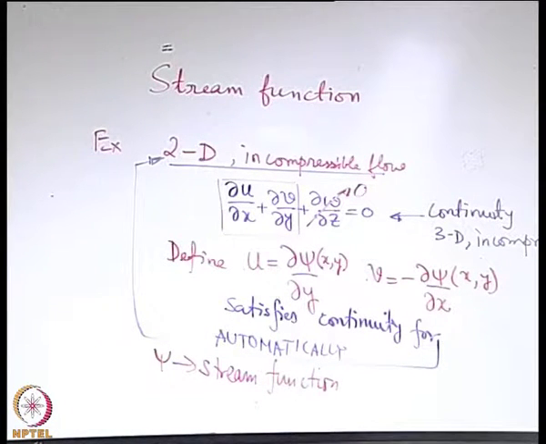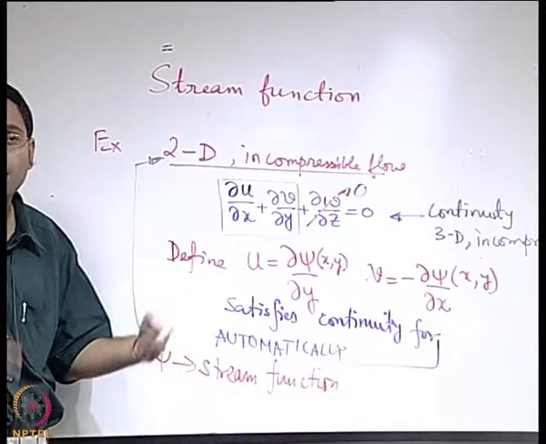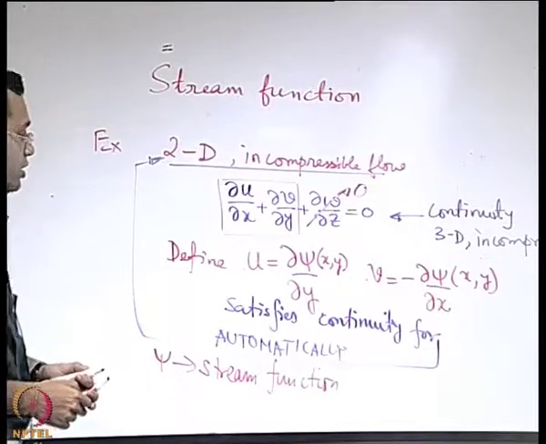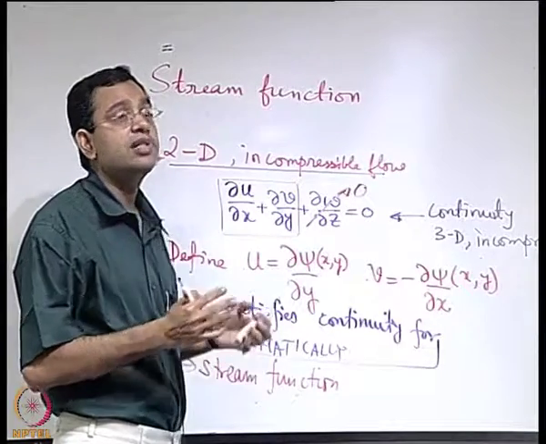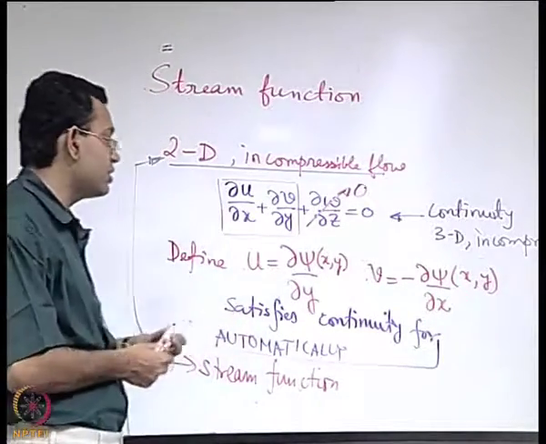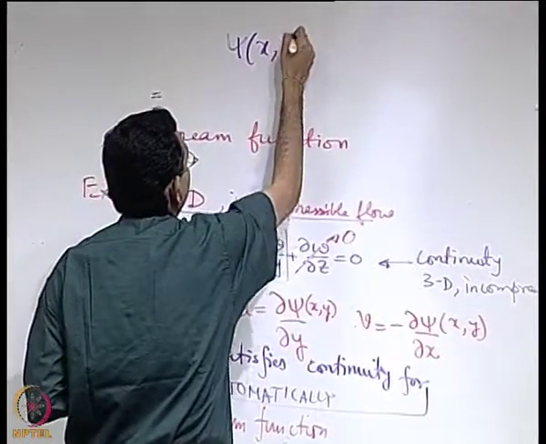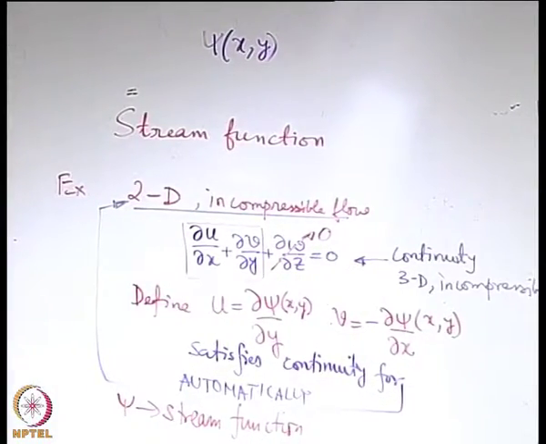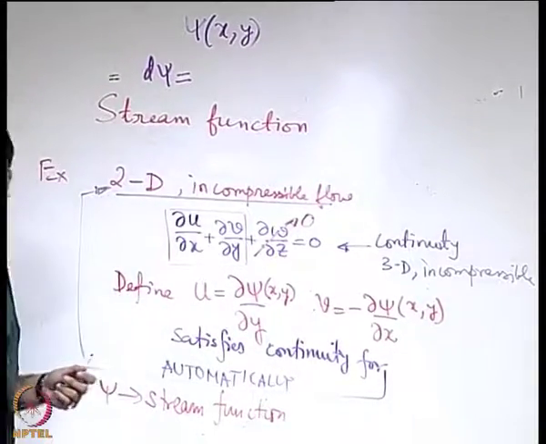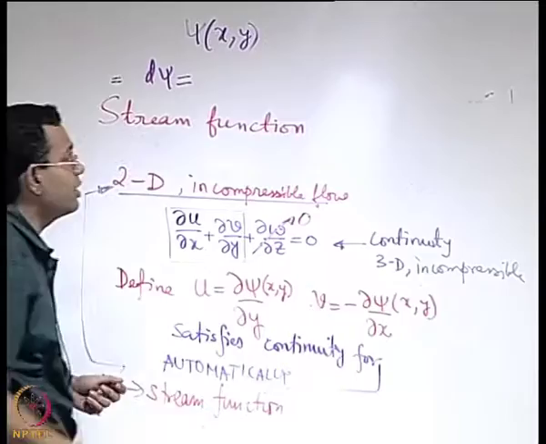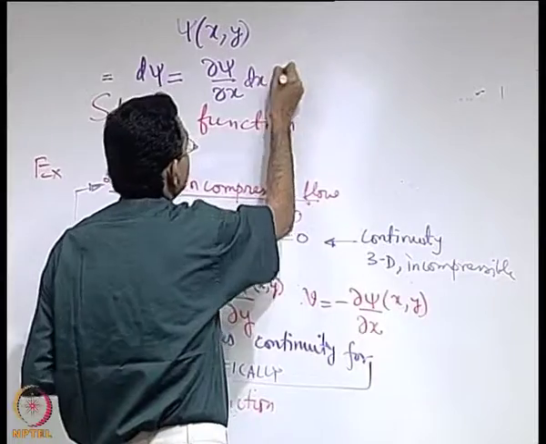One could give many names to this function psi, but why the name stream function? What is the speciality about a stream function? The speciality is that it has some relationship with the concept of streamline that we have learnt. What is that relationship? To figure that out, let us write psi mathematically as a function of x and y. So, when we want to write d psi, how can we write d psi? Psi is a function of x and y. So, what should be d psi? Partial psi by partial x dx plus partial psi by partial y dy.